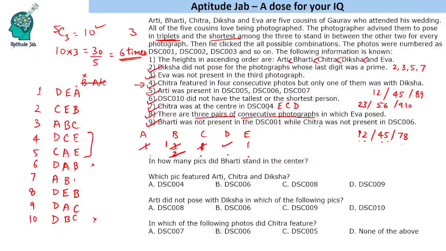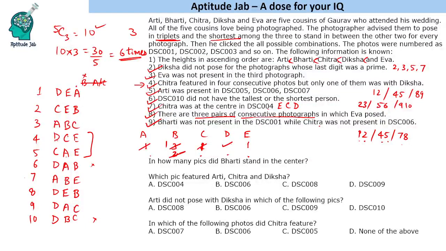A, B and E. So these are the 10 photographs and the 10 persons present in them, right? So it was quite interesting how to fill these 10 people, 3 people per photograph in these 10 photographs. Okay, now we can answer the questions.